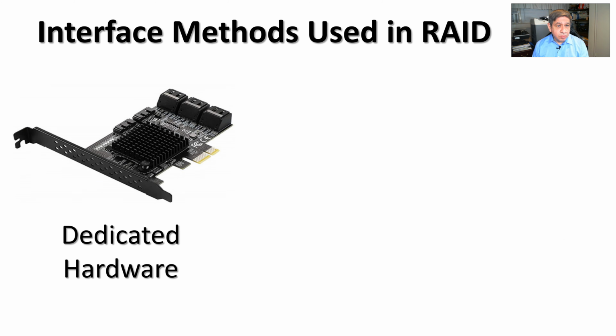I've already mentioned one of them, which is a dedicated hardware interface. That is one way. This is a PCI card you can buy from Amazon and put in your computer. This particular one, I believe, has 2, 4, 6, 8 ports on it. You connect up to 8 drives on it, and it can be configured to be any of the RAID configurations that we've discussed, the popular ones.